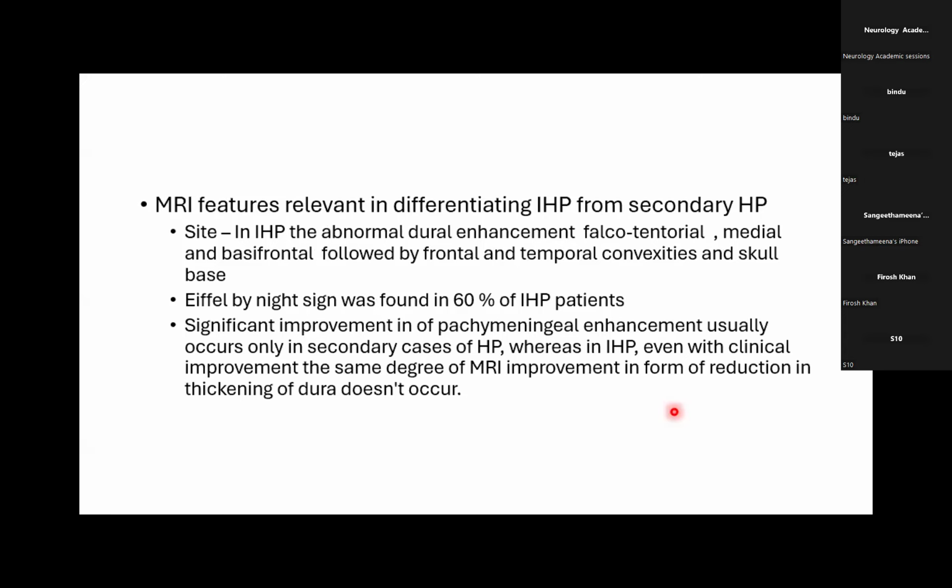MRI features relevant in differentiating idiopathic hypertrophic pachymeningitis from secondary hypertrophic pachymeningitis: in idiopathic hypertrophic pachymeningitis, usually the enhancement will be falcotentorial, involving the falx and the tentorium cerebelli, and medial and basifrontal involvement, followed by frontal and temporal convexities and skull base. Skull base is the least commonly involved. Most commonly involved are the falx and tentorium cerebelli.